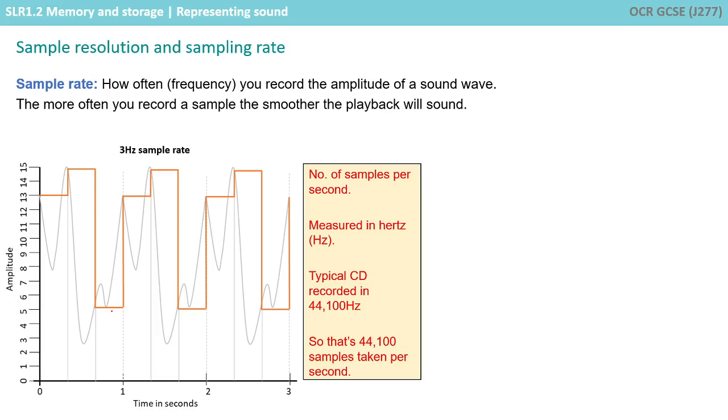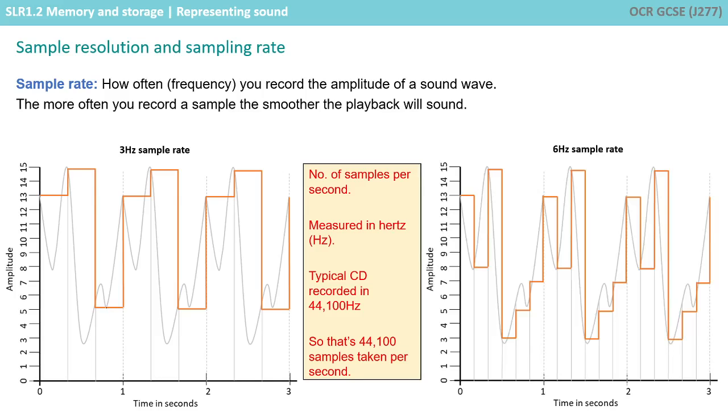Now, if we increase our sampling rate, also called the frequency, you can see here it's been doubled to 6 hertz, so 6 times per second. Now, by doing that, look at this orange waveform. It is a bit more accurate compared to the original. Yeah, it's not perfect, it misses bits out, but it's a lot more accurate than the 3 hertz sample rate.